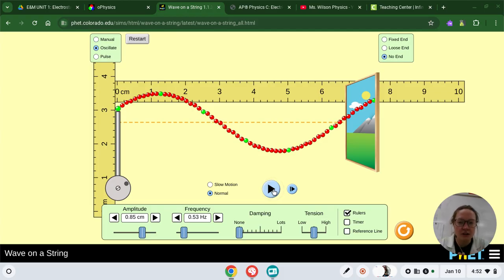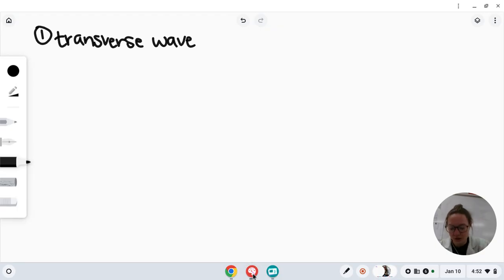What we're going to do first is label all the different parts of a transverse wave. There are lots of different parts of a transverse wave that we can talk about. I'm going to go back over here to my drawing, and I'm going to draw a picture of a transverse wave. You should do so too in your notes.